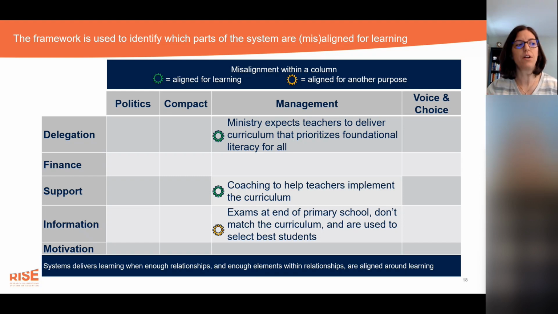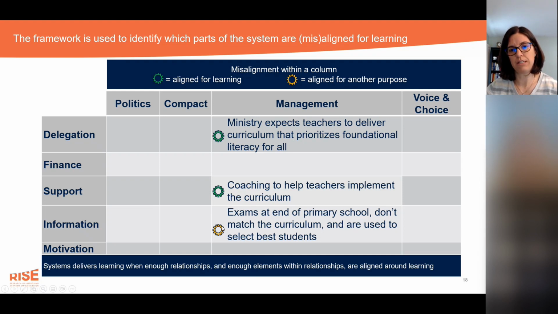But then you keep going down and get to information and find in the system that actually, despite these efforts towards foundational learning curriculum and coaching, there's not really information being collected on foundational learning. The main source of information in the system are exams that come at the end of primary school, primary leaving exams. They don't really match the curriculum very well, and they're primarily used to select the best students, not really to measure and assess learning on an ongoing basis and inform policies or instruction in the classroom. And so here we would say we've run into something that's misaligned for learning.